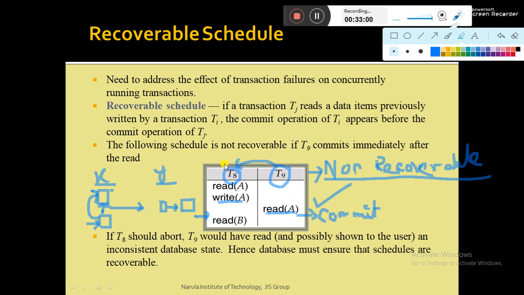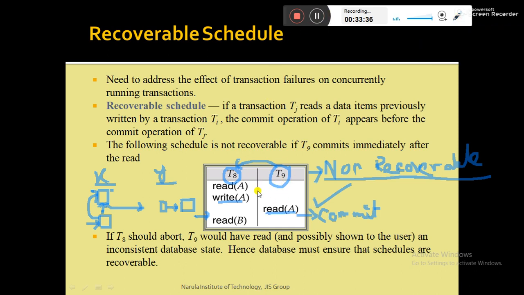This is the case happening with that schedule, and that kind of scenario is known as a non-recoverable schedule. So we have to ensure that the schedule should be recoverable. Now, what is a recoverable schedule? A recoverable schedule is one where two transactions Ti and Tj are executing concurrently, and if transaction Tj reads a data item which was previously written by transaction Ti, then the commit operation of Ti appears before the commit operation of Tj.